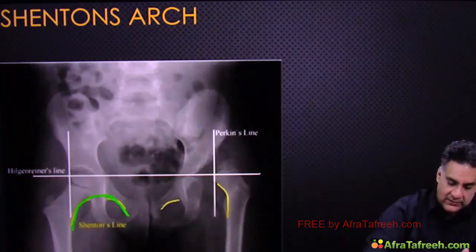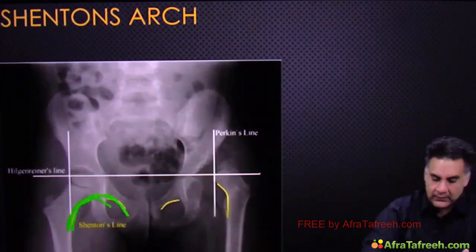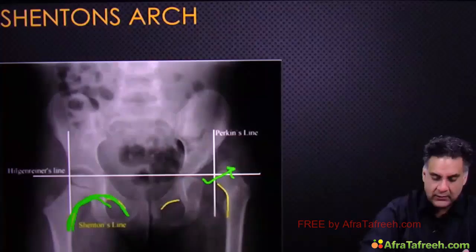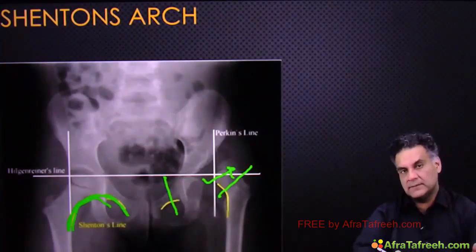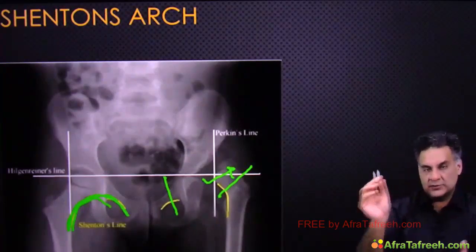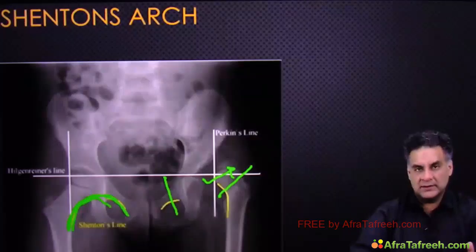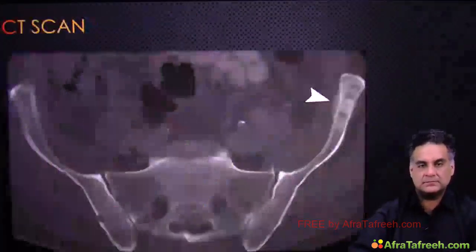Open mouth, odontoid. Then the upper end of femur with pubic rami makes an arch called Shenton's arch. With a dislocation or a fracture anywhere, this Shenton's arch is broken. Shenton's arch, Judet view, two most important X-rays.